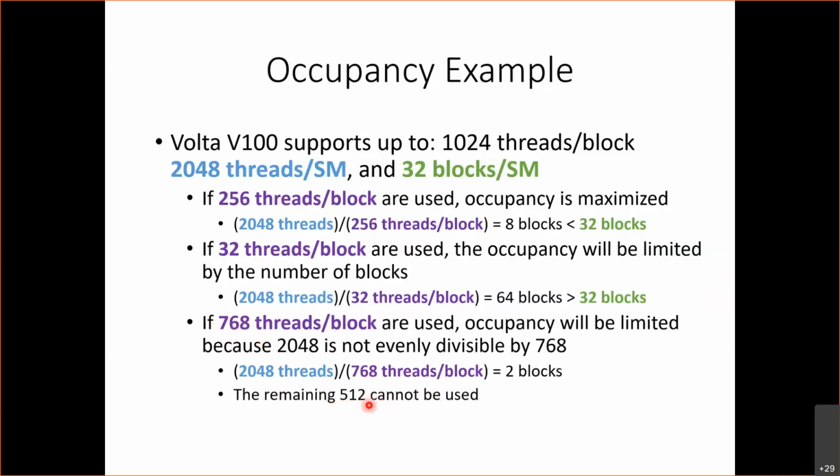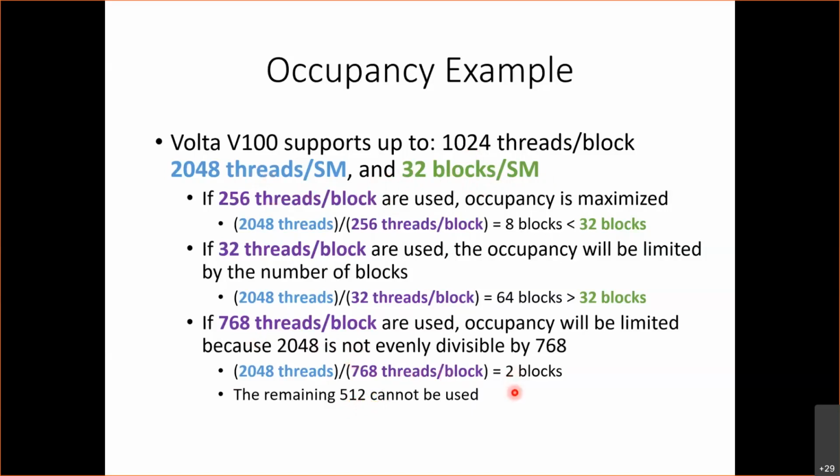So when we pick the number of threads per block, we need to make sure that this number of threads per block is able to fully utilize the SM by making sure that my blocks per SM is not exceeded, and also by making sure that my threads per SM is divisible by my block size.